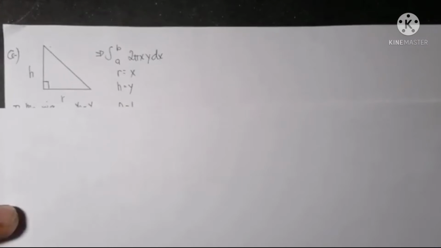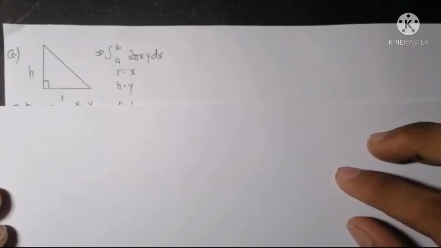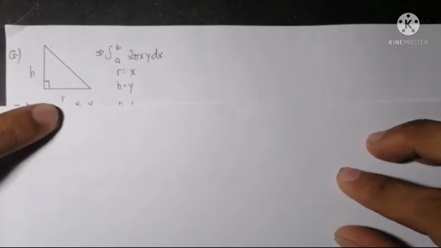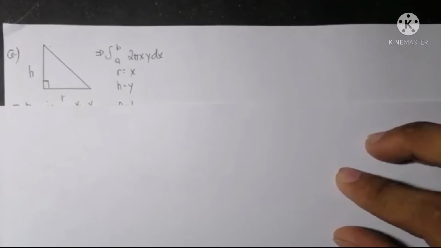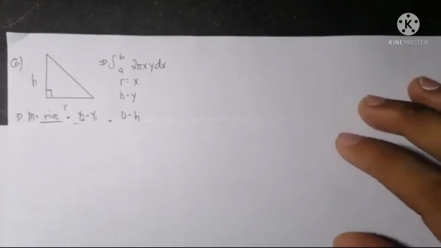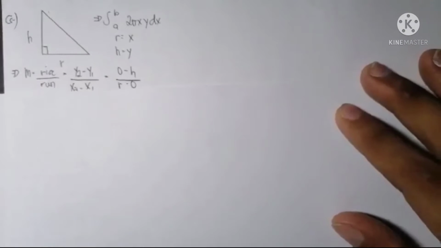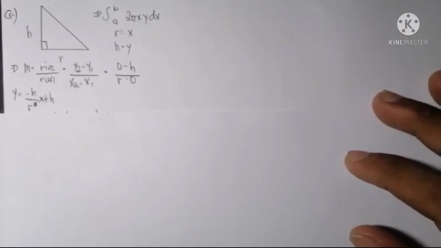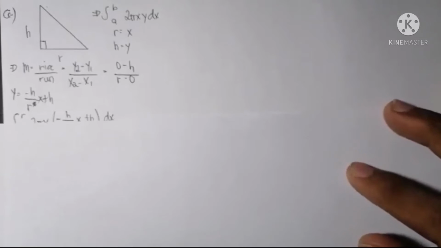So this is item number 6. As you can see, there is a right triangle. So the height is h and the base is r. The integral of a is to be 2 pi x y dx, wherein our r is equal to x and h is equal to y. So m is equal to rise over run, or it is equal to y2 minus y1 all over x2 minus x1 is equal to 0 minus h all over r minus 0. Y now is equal to negative h all over r x plus h.